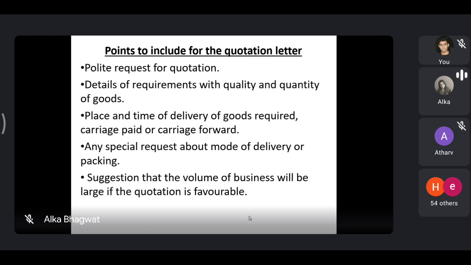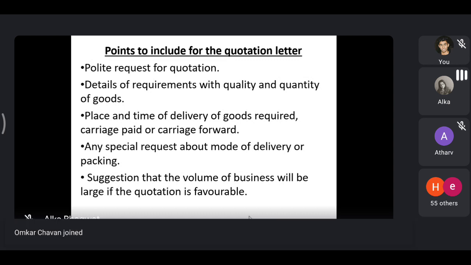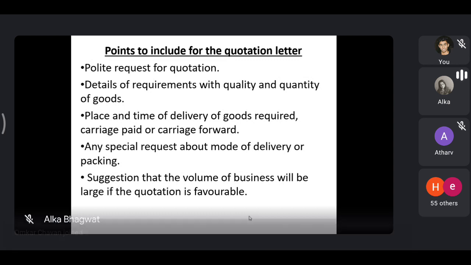So for example, if my restaurant has about 300 covers, and I would like to buy cutlery and crockery for the 300 covers, naturally I'm going to buy a little more. So if I buy about 450, I take it as about 150 extra cutlery. So I will write the quantity, I will write the quality. He will, of course, send me the pictures of what quality and designs he has, and then we write down exactly what the details are. Then, of course, we write the place and time of delivery of goods required.